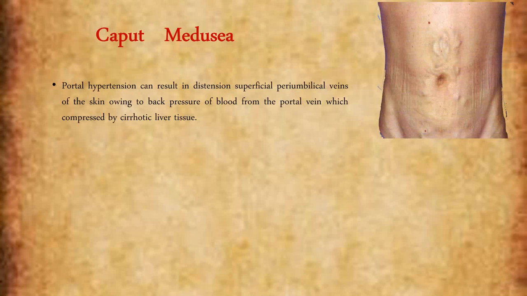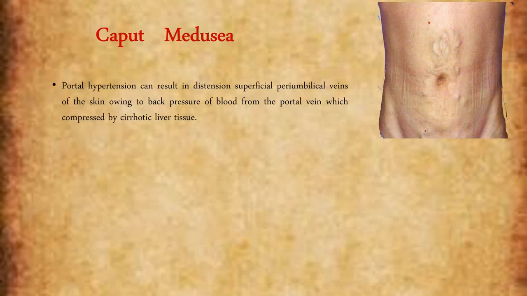Caput medusae. We used to know it in GIT problems, portal hypertension. When there is a traffic jam of blood due to portal hypertension, the blood will find a way away from the liver and the congested portal vein, so it will accumulate in branches from the portal vein. The most important of them is around the umbilicus, and it will show like caput medusae.